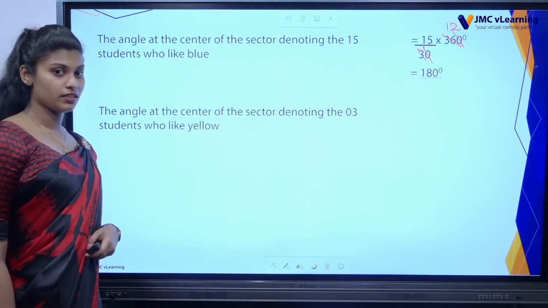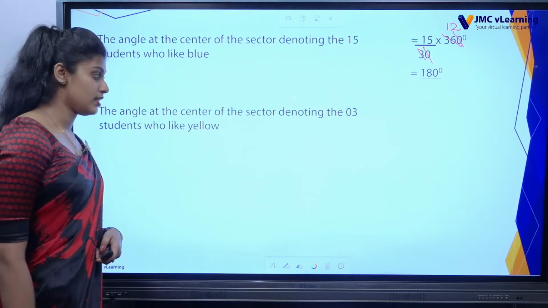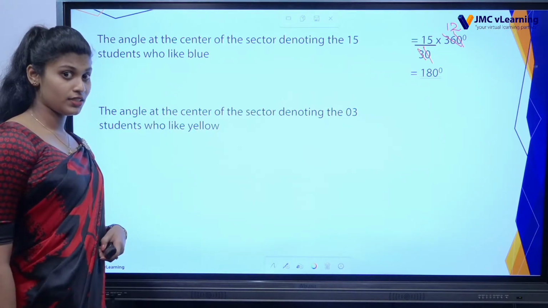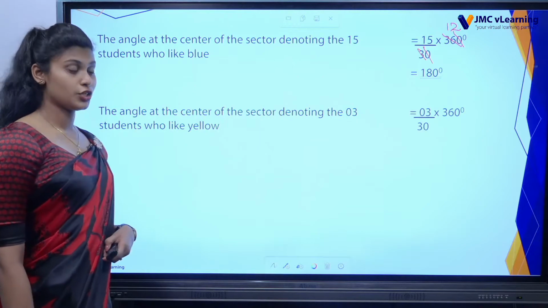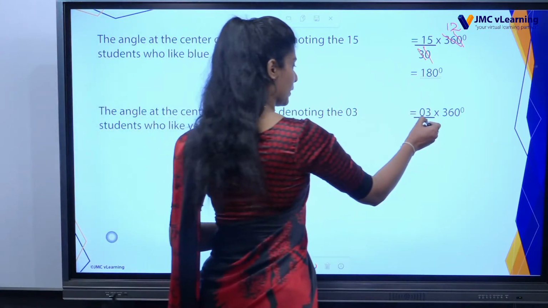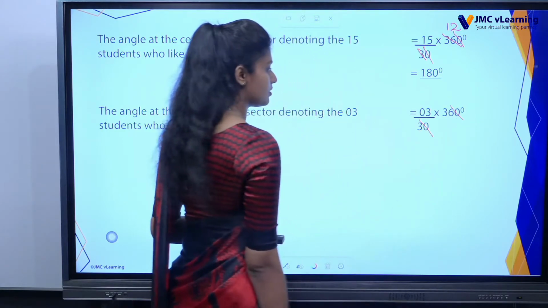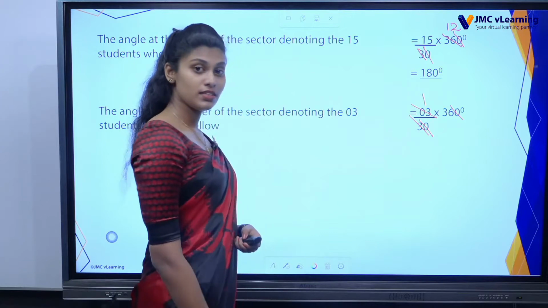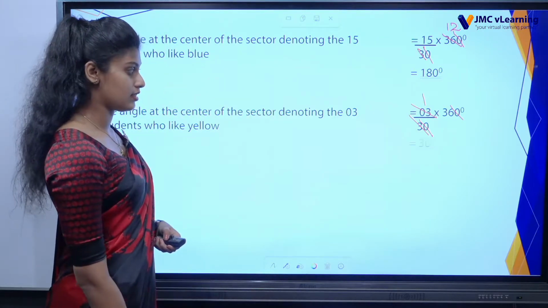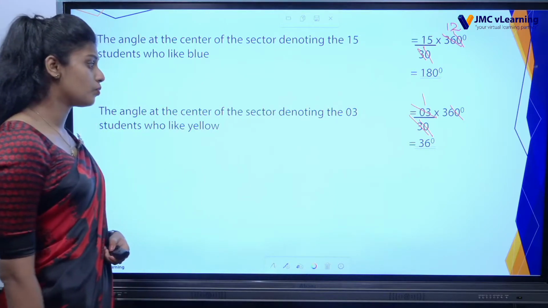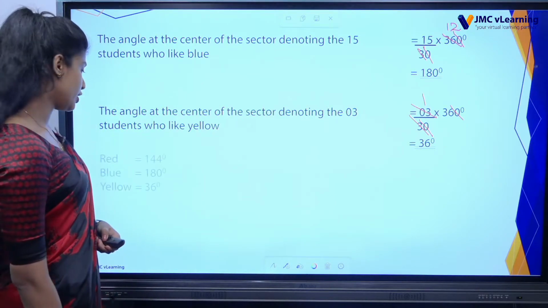What is the fraction? Can you remember it? Yes, there are 3 students who like yellow out of 30 students. That fraction you have to multiply by 360. You can cut zeros, divide by 3, here 1. 1 into 36 is 36 degrees. Now what are the magnitudes?